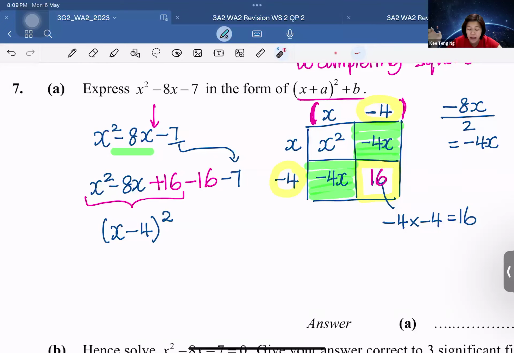I just continue teaching. Then next portion over here, I have this portion. This will be minus 16 minus 7. So we'll just calculate negative 16 minus 7. That will give me negative 23.